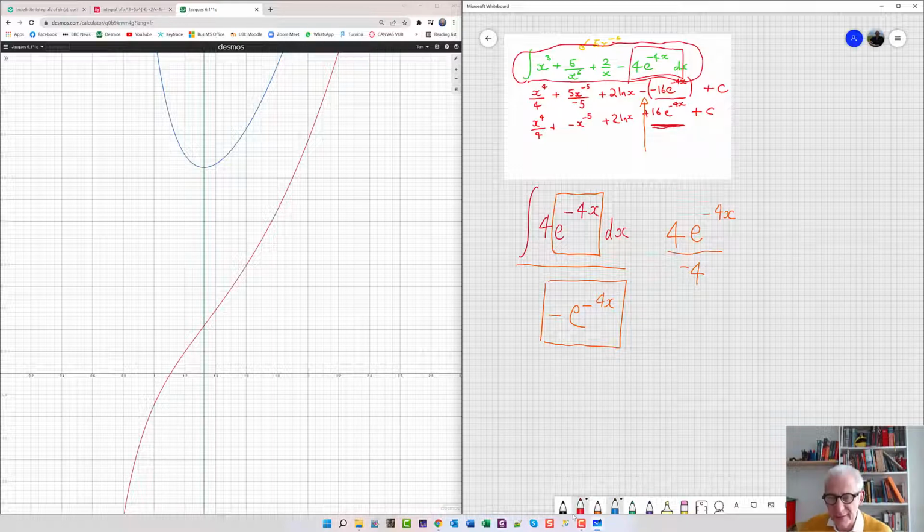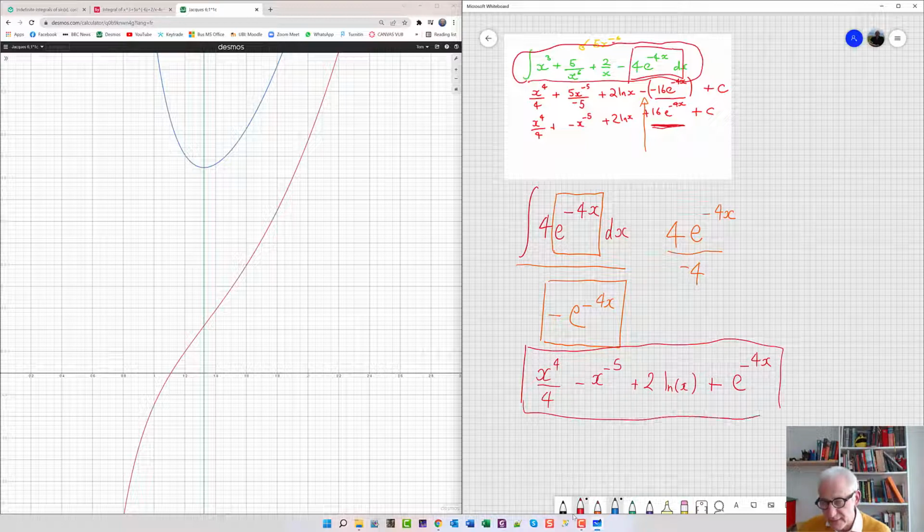So our final expression then is going to be x to the 4 divided by 4 minus x to the minus 5 plus 2 times the natural log of x plus e to the minus 4x. And then, just to make sure we've completed it, we put our constant of integration on the end.